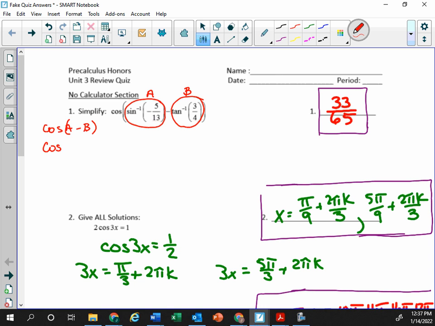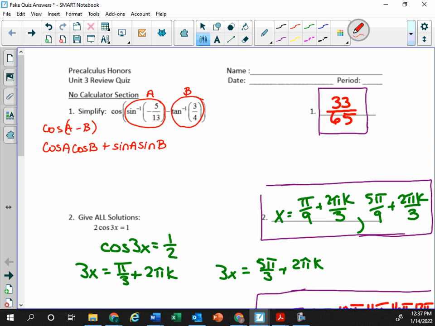Do we get a formula? You do not. Cosine A, cosine B plus sine A, sine B. All right, that's somewhere in your memory, right? Yes. Okay. Then, well, we need to know what cosine A, cosine B, all of that stuff is. So we have to draw 2 triangles.